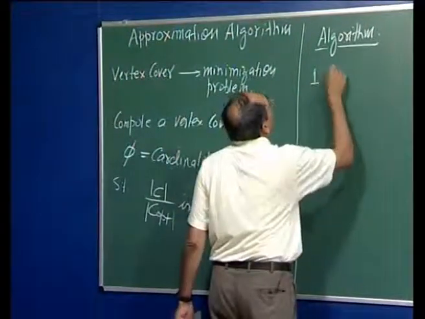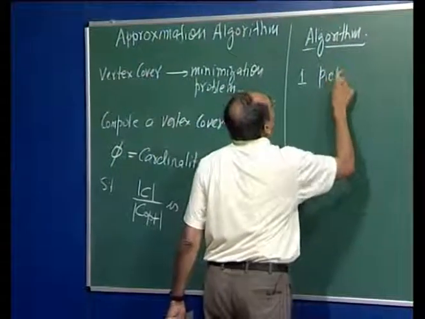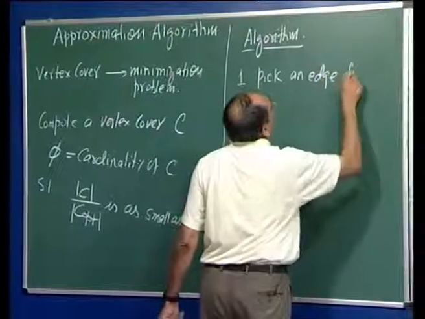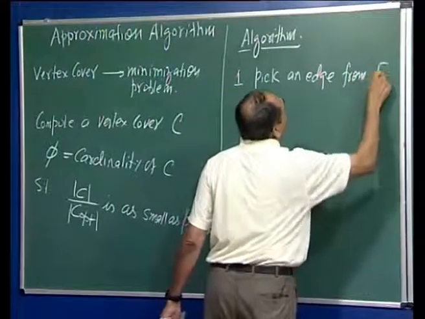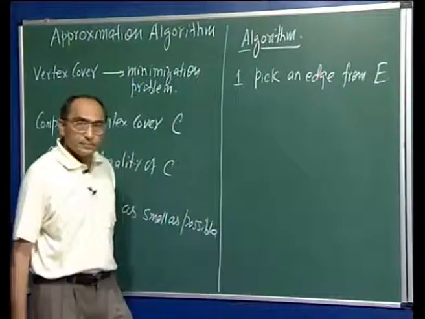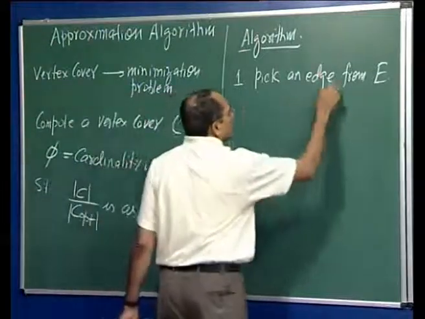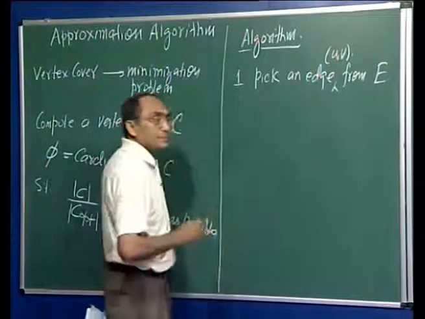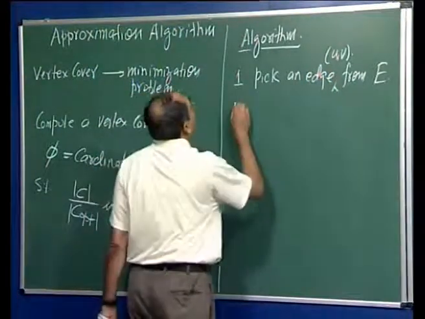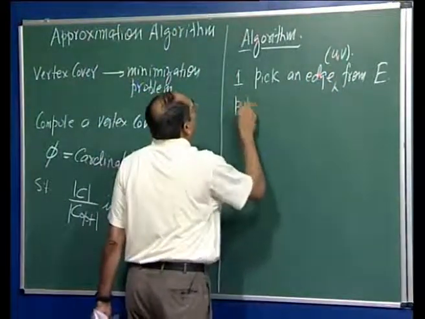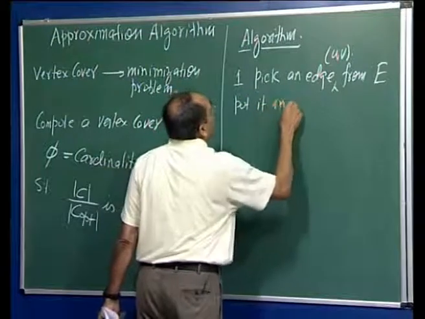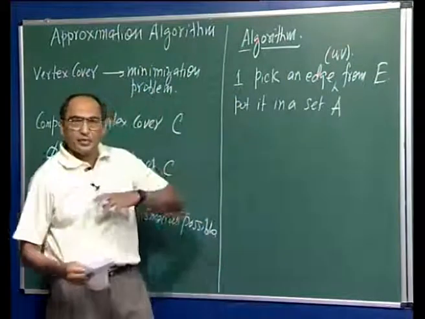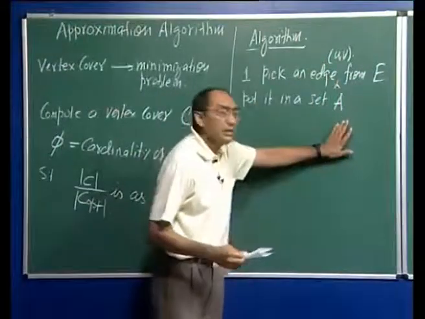First, pick an edge from E. Say edges, say U comma V. Okay. Put it in a set A. So, I am just picking an arbitrary edge and putting it into a set A.